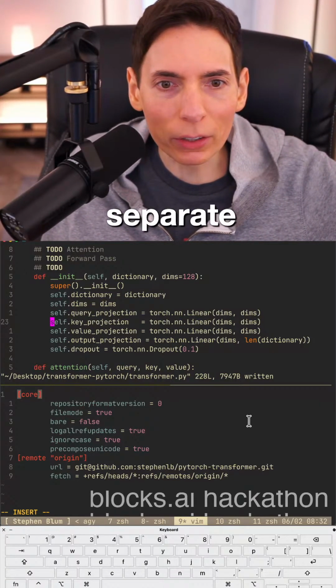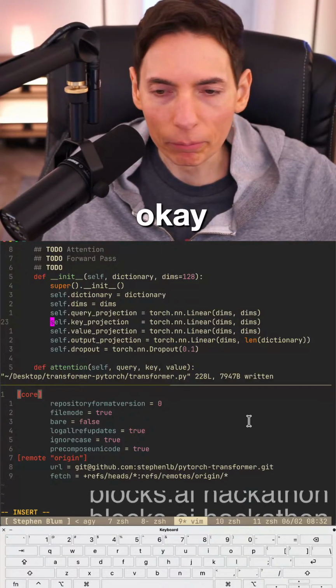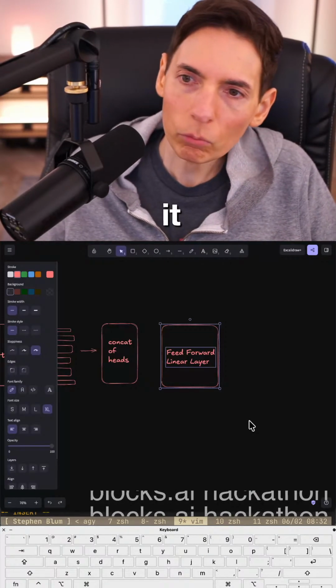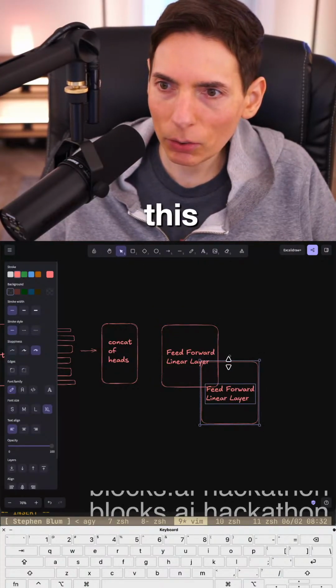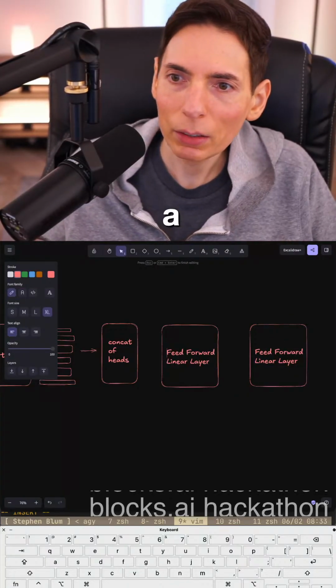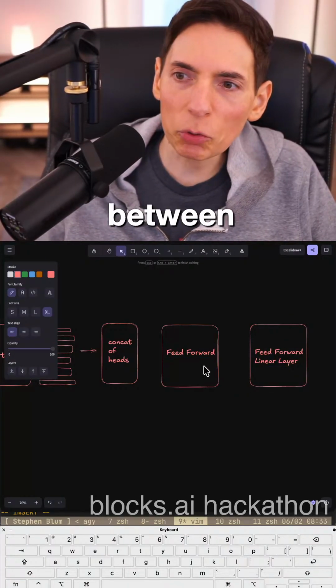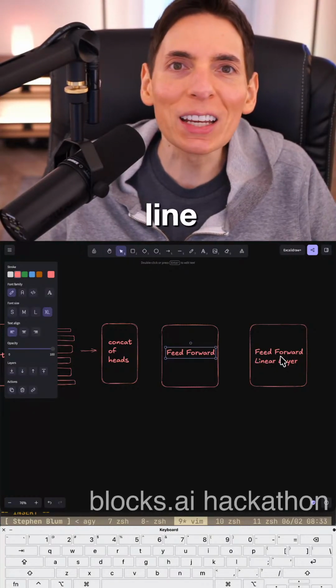So it'll be 2 separate linear layers with an activation in between and some dropout. Okay, got it. Let's copy and paste this and bring it over here. What's the difference between feed forward and linear layer? I assumed it was linear. All of them are linear, all numbers.